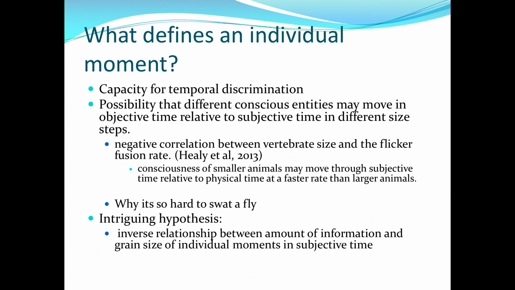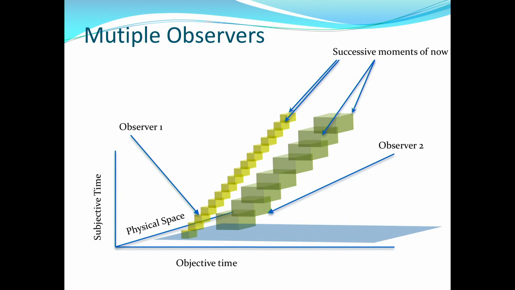And this may be why it's so hard to swat a fly. Flies may be experiencing time differently; their time windows, their oscillations, may be quite different from ours. So to us, when we try to swat a fly, we're going, like that. And this may be one way in which we can make the mapping between the subjective and the objective. Okay, so this postulates that we have multiple observers, moving at different rates: finer grain with less information, or coarser grain with more information per moment.